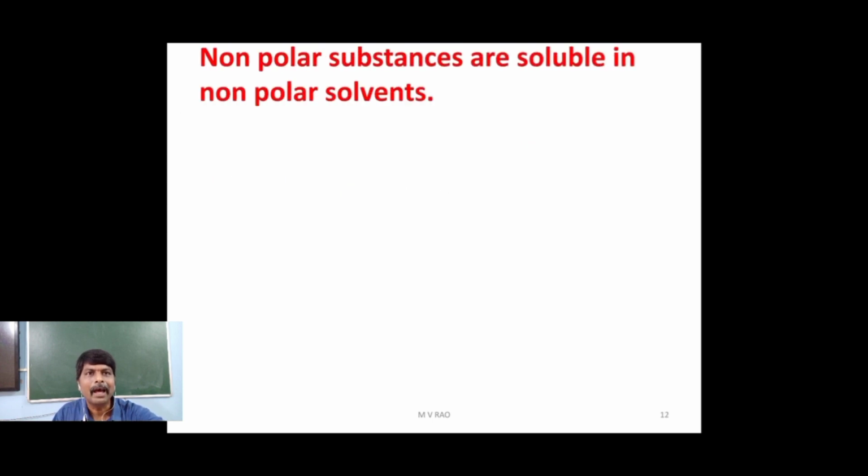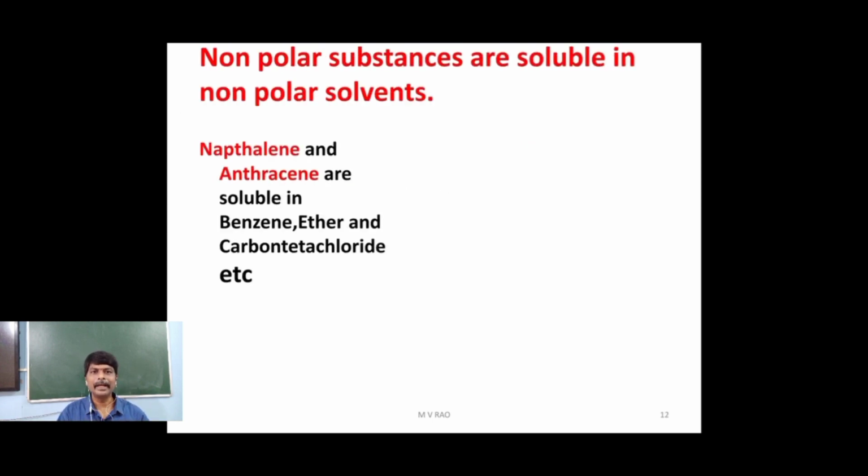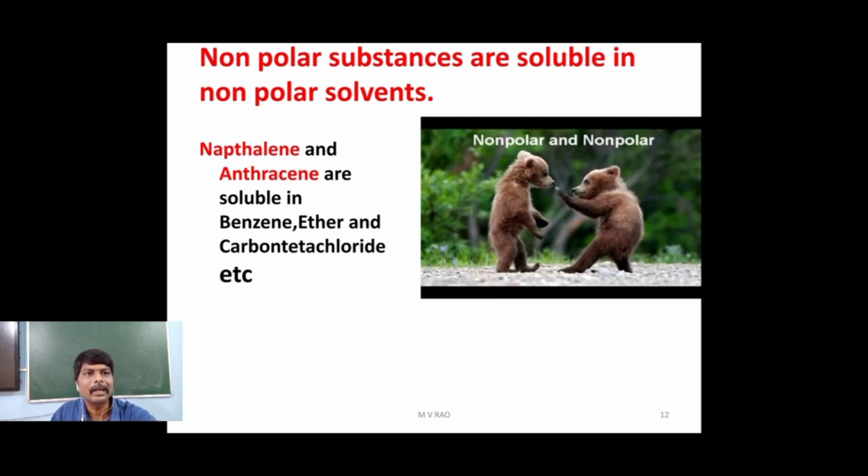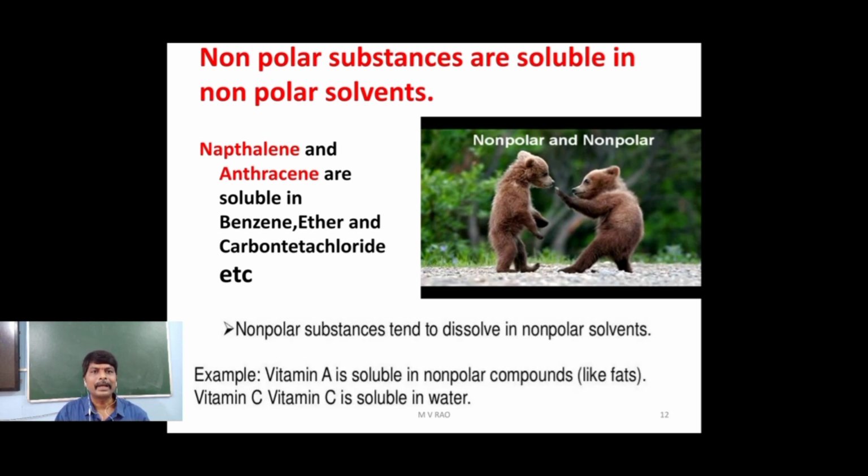In the same way, non-polar substances are soluble in non-polar solvents. Examples of non-polar substances are organic compounds such as naphthalene and anthracene. Naphthalene and anthracene are soluble in benzene, ether and CCl4 etc., because these solvents are called non-polar solvents, with no ions. So non-polar substances are soluble in non-polar solvents. One more example: vitamin A is soluble in non-polar solvents like fats.